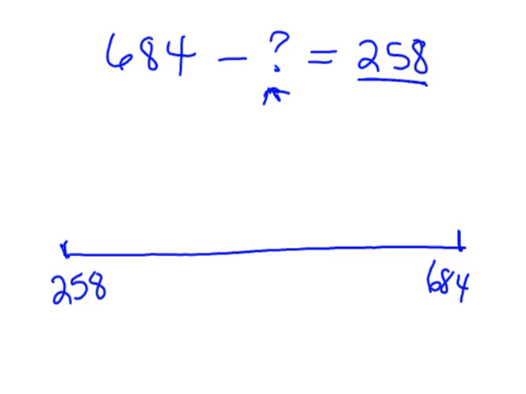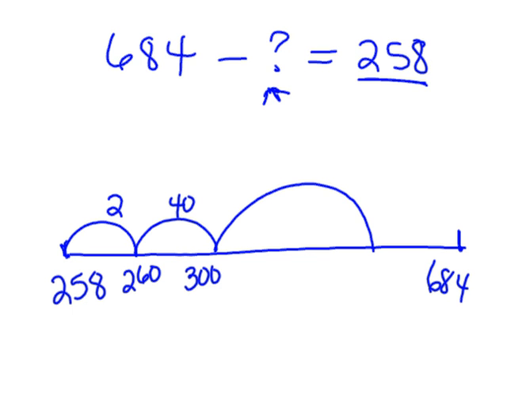So if we add 2 to 258, that takes us to our next landmark number, which is 260. And if we add 40 to that number, we know we land on 300. From 300 all the way up to 600 is a leap of 300. And so those are nice, easy landmark numbers. And then 84 lands us on 684.